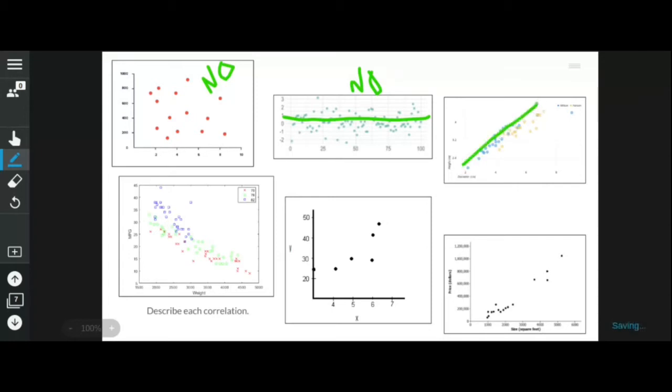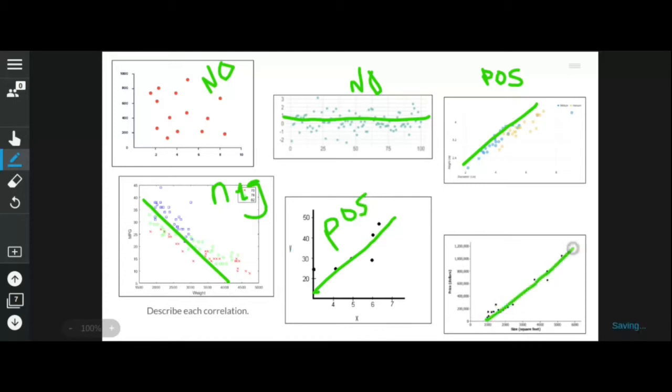That's a positive line that I can draw through it. So that's a positive correlation. That's a negative line that I can draw through it. So that's a negative correlation. NEG for negative. That is pretty weak, but the points are definitely going up and to the right. Not perfectly, not beautifully, but they're definitely going up and to the right. So that's a weak positive. Whereas this guy is a strong positive. Whenever it says describe each correlation or describe the relationship between the data, it's asking you, is it a positive correlation? Is it a negative correlation? Or is it no correlation?